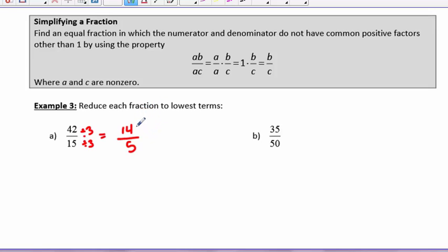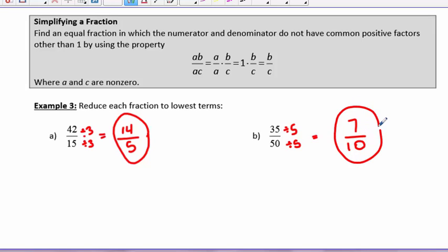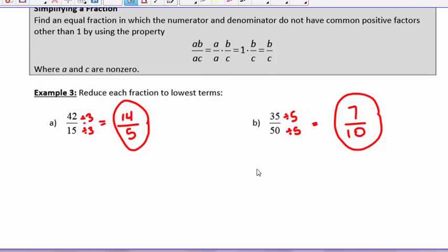Don't forget to check to see if there's another number that can be divided into both of these, but there is not in this case. So I want to make sure I check that it is in complete lowest terms before I leave it as my final answer. Part B, let's divide these both by 5 to reduce. 5 goes into 35 and 5 goes into 50. So it'll be 7/10. And check again to see if there's a number that will go into both 7 and 10. If not, consider it reduced.